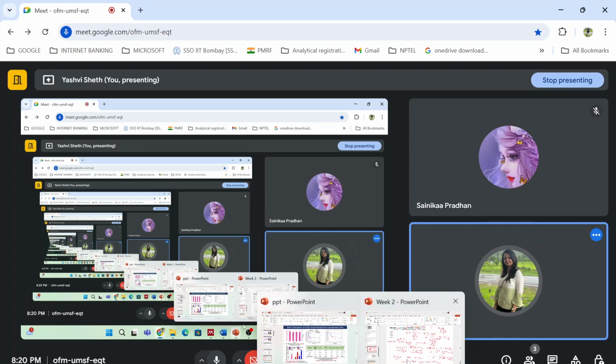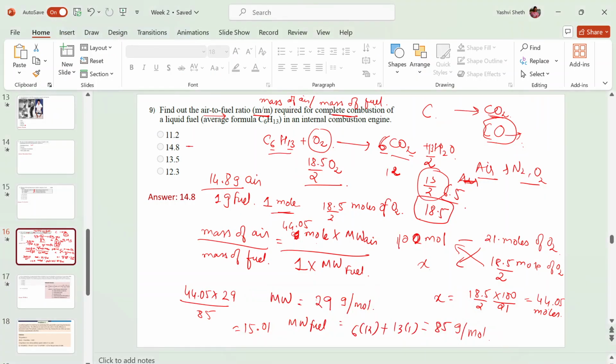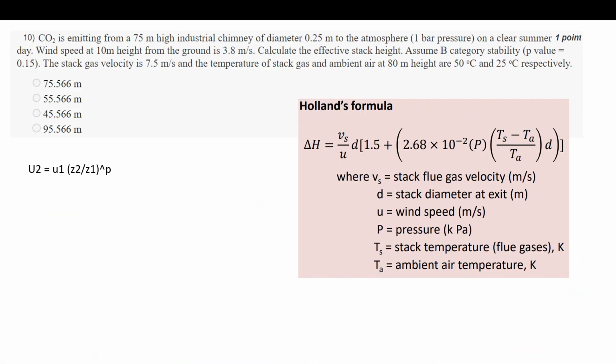Okay, so let's move forward. And this is the last question. Here, carbon dioxide is emitting from a 75-meter high industrial chimney of diameter 0.25 meter to the atmosphere. So here there is a chimney. It has a height of 75 meters and a diameter of 0.25, emitting to the atmosphere, which has a pressure of 1 bar, on a clear summer day.